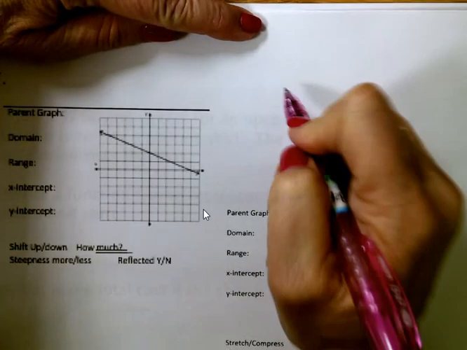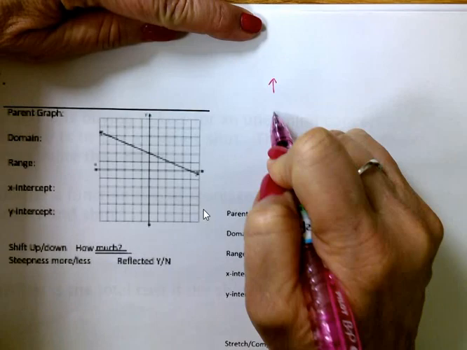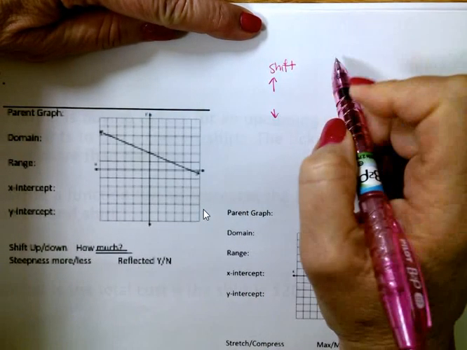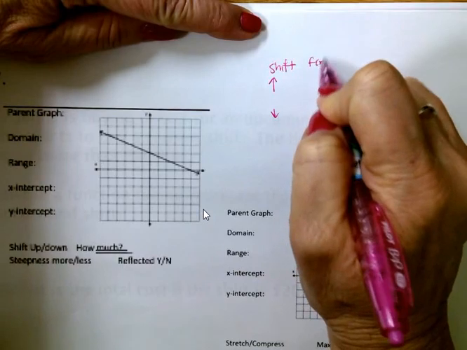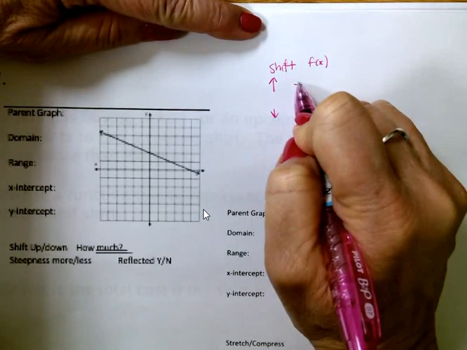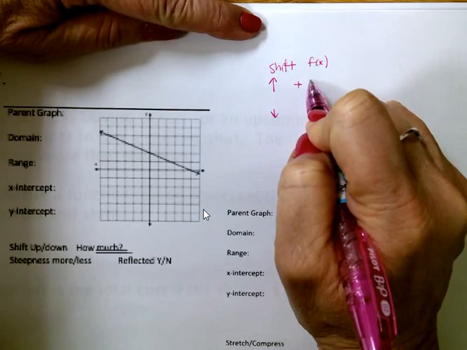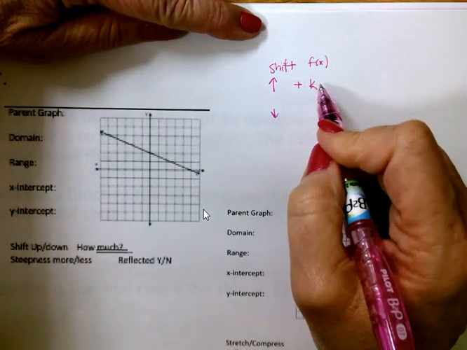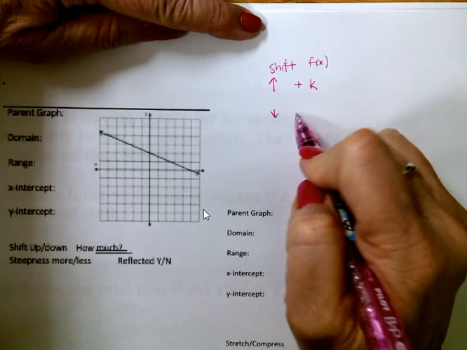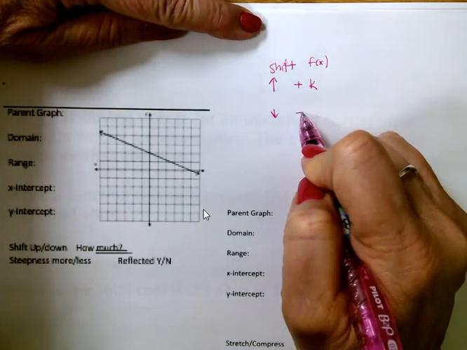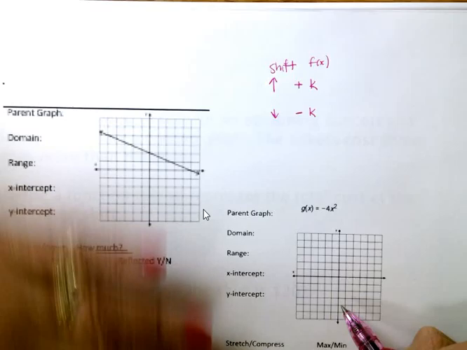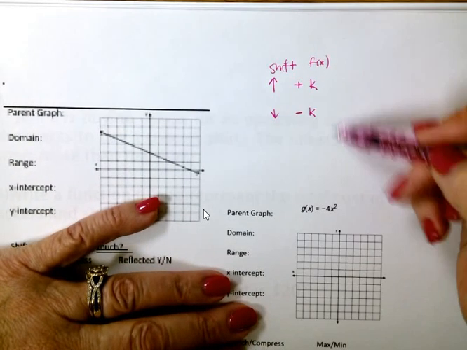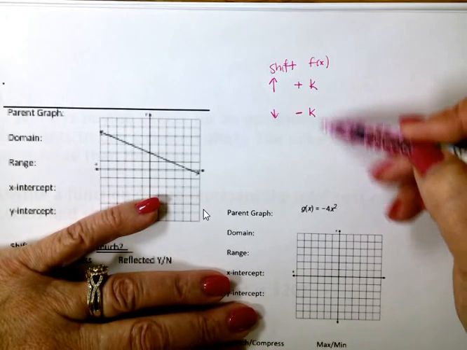When I want to shift up or I want to shift down, a shift says I'm taking whatever the original equation is, and to go up, I'm going to add some kind of number. So it might be x plus 3. I went up 3. If I'm going down, I'm going to subtract that number, like x minus 3. That's a shift of my graph. Remember, we're shifting on the y-axis, going up or down on my y-axis.